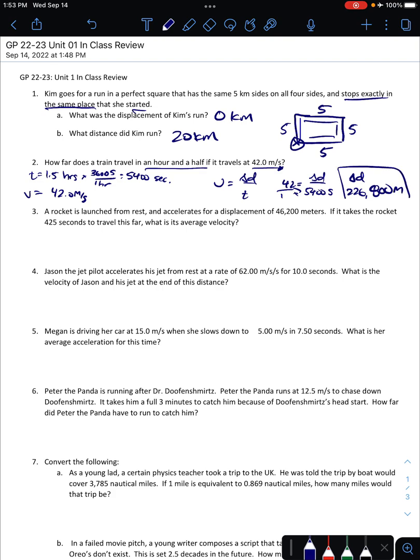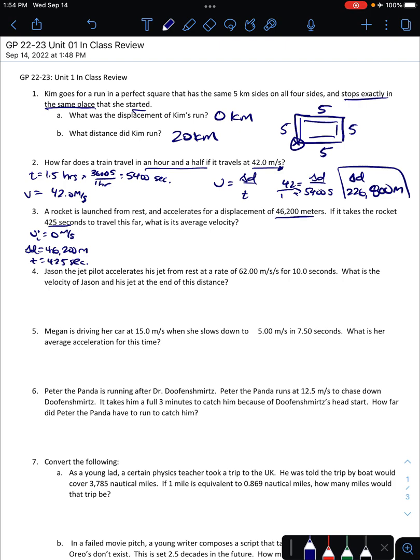All right, a rocket is launched from rest, so VI equals 0 meters per second, and accelerates for a displacement of 46,200 meters. So my delta D equals 46,200 meters. If it takes the rocket 425 seconds to travel this far, all right, what is its average velocity?